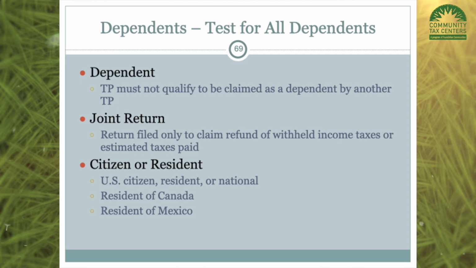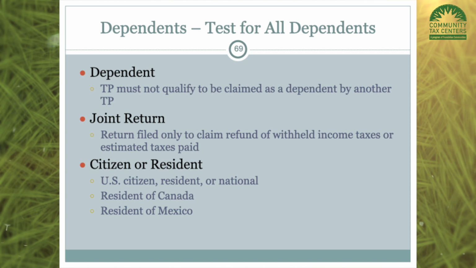A joint return: the return is filed only to claim a refund of withheld income taxes or estimated taxes paid on there. So you cannot claim a dependent if they're required to file a tax return. If they don't meet any other criteria on there, then that means they're not eligible to be claimed as a dependent.